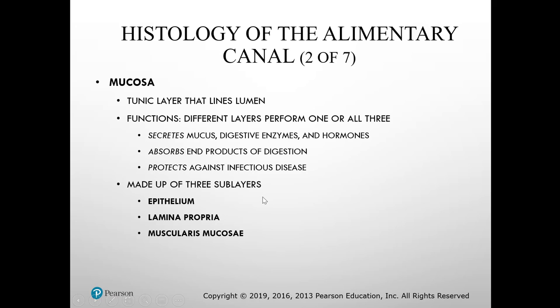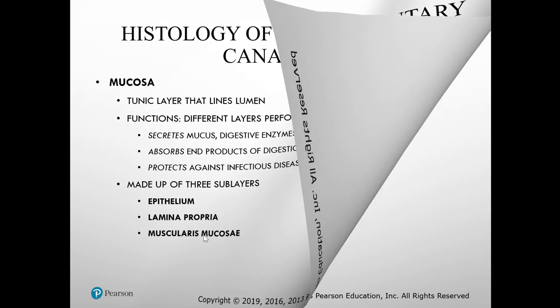And so it's made up of three sublayers. You have the epithelium, which is the exact cover of the mucosa, the underlying connective tissue, which is your lamina propria, and then you have a very fine muscle layer beneath the lamina propria, which you call the muscularis mucosa.